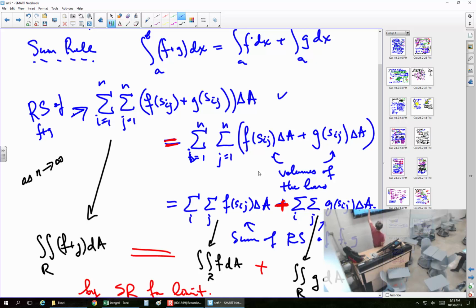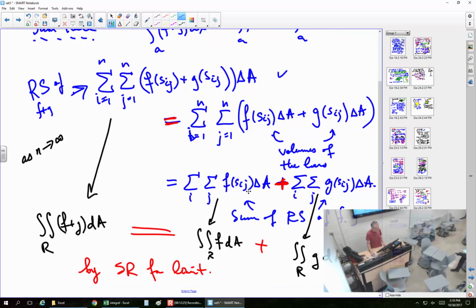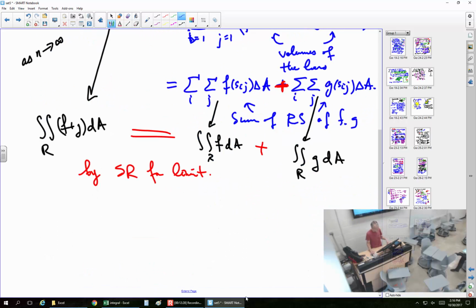Okay, so we know what the limits of those three are. Why are they related by this equation? Because of the sum rule for limits.